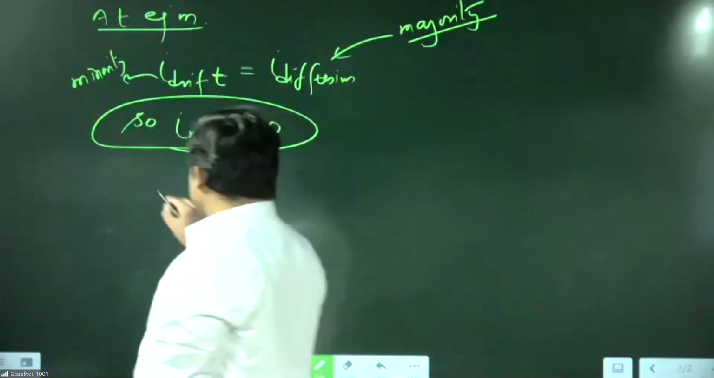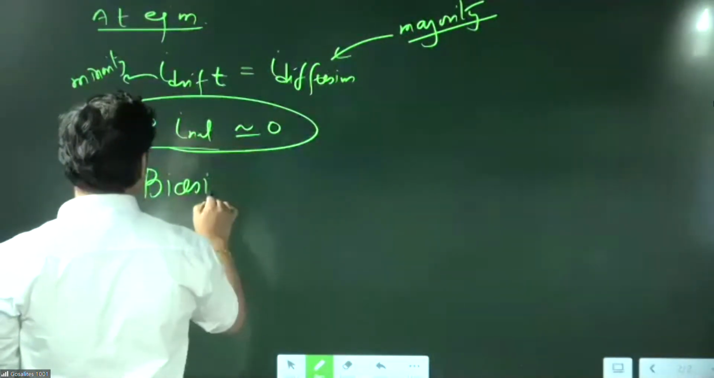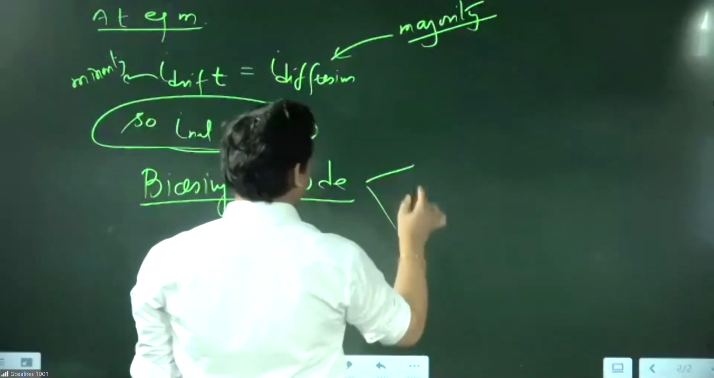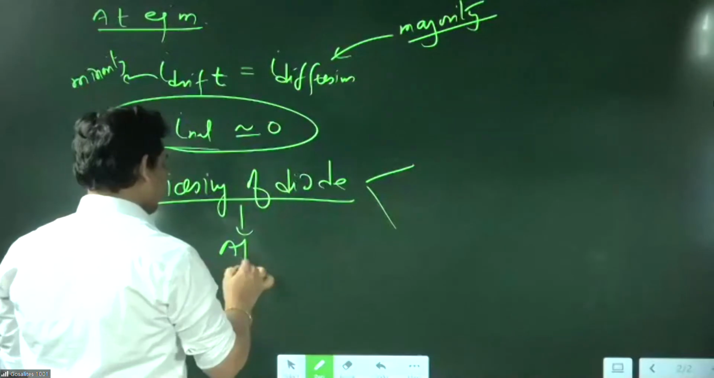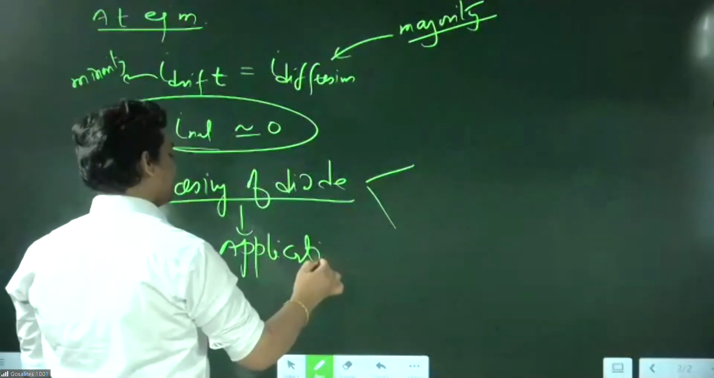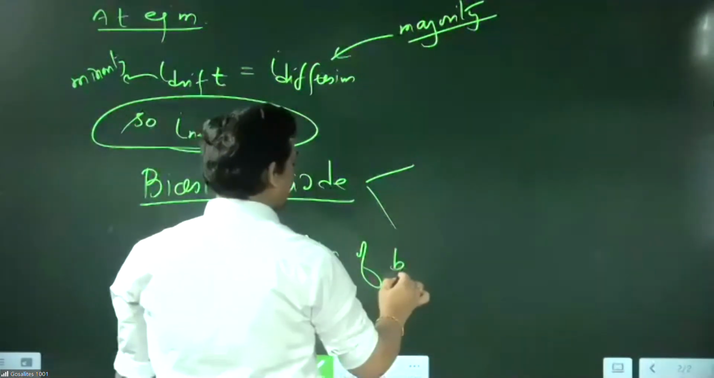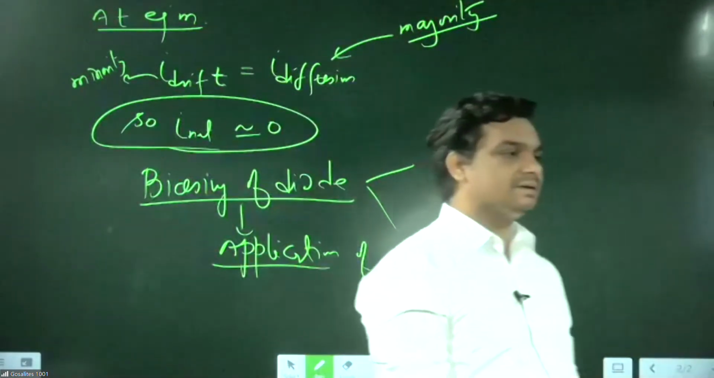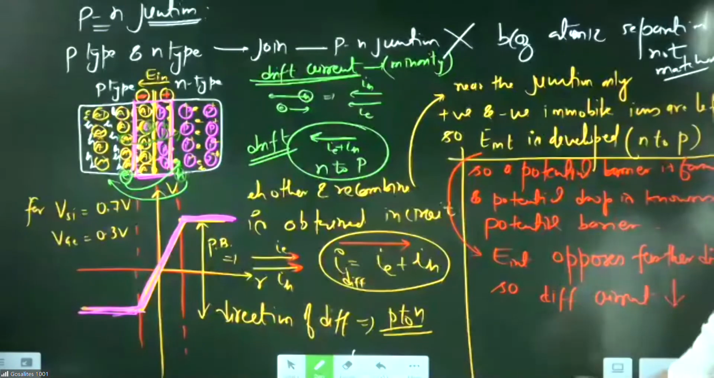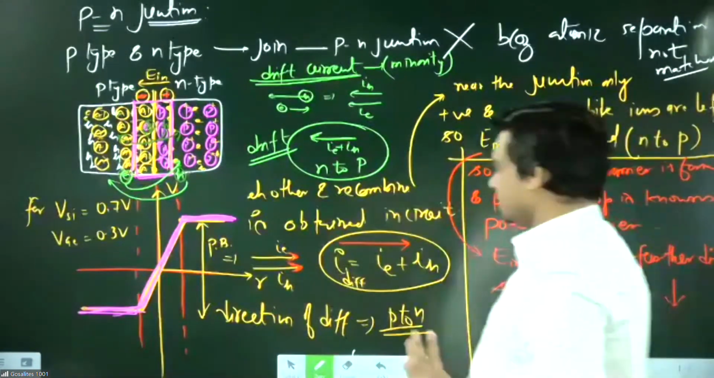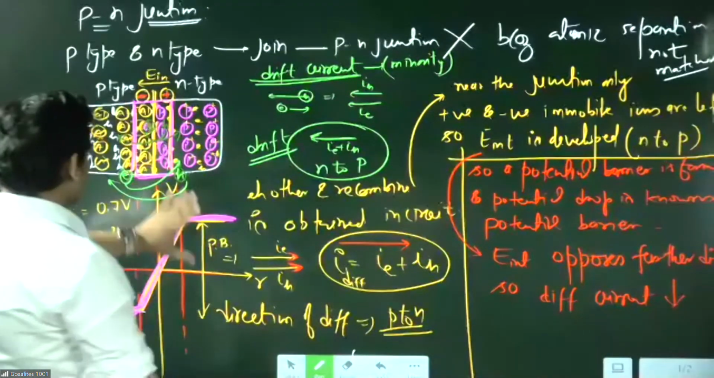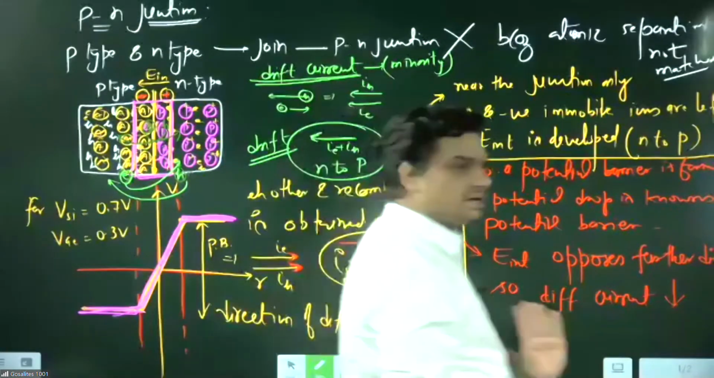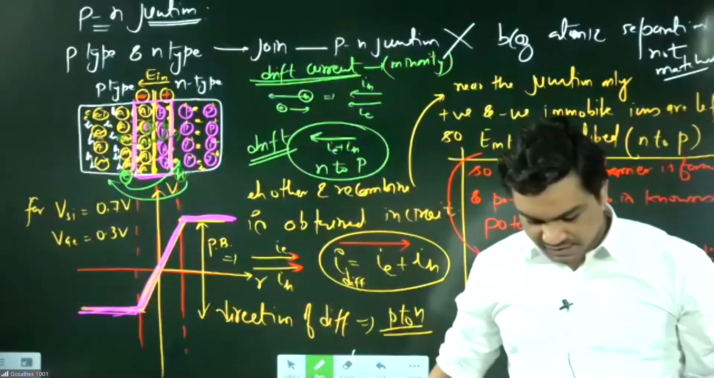Now we come to the biasing of diode. What is the meaning of biasing of diode? Biasing means application of a battery, means we will now be applying a battery. Whatever I have explained till now was the unbiased case. I did not use any battery here. If no battery is there, then we know the net current is 0.